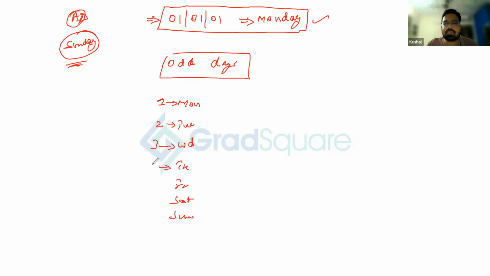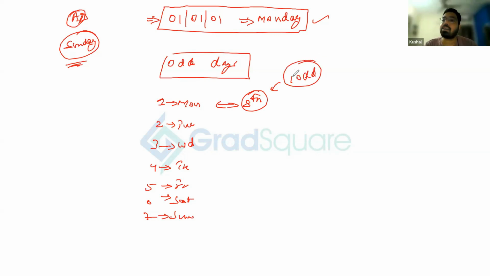Correct? So this will turn out to be what? 4, 5, 6, 7. The eighth day will be the same as this one. Correct? So the eighth day is called one odd day. The ninth day will be called two odd days. The 10th day will be called three odd days. Correct? So the moment you calculate the number of odd days, you will be able to understand where it is lying. Clear up to this?